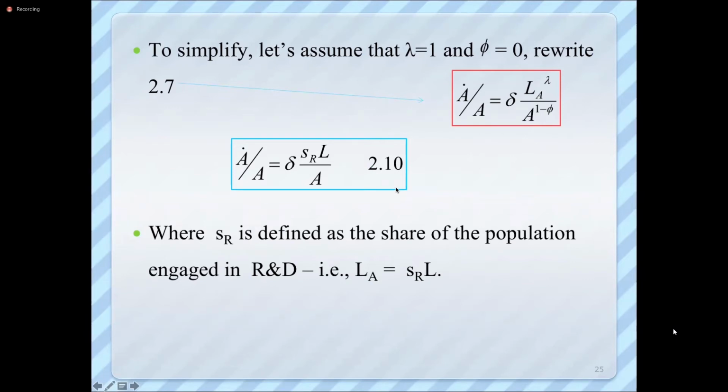So if you look at 2.10, what is different? We want to look at the share of labor. So this SR means share of population engaged in R&D. What happens if the share of population engaged in research increases? That's the reason why we are defining LA as the share of labor.